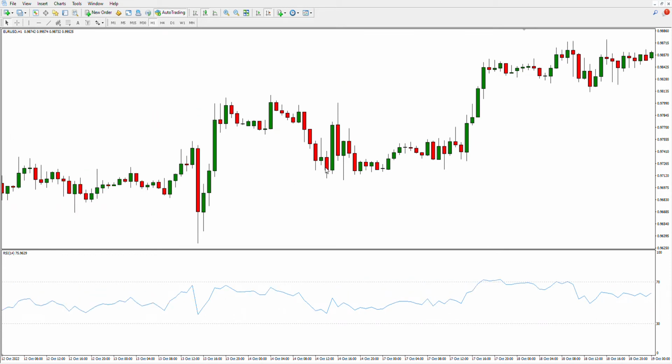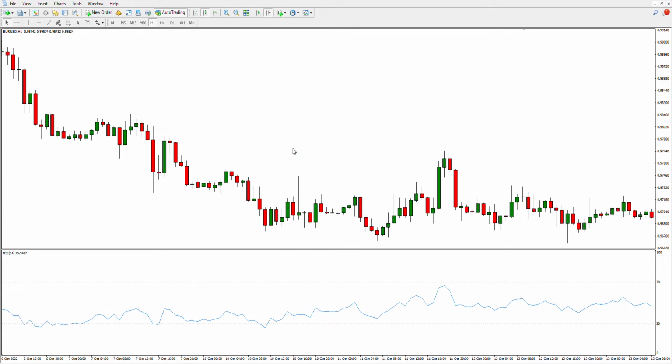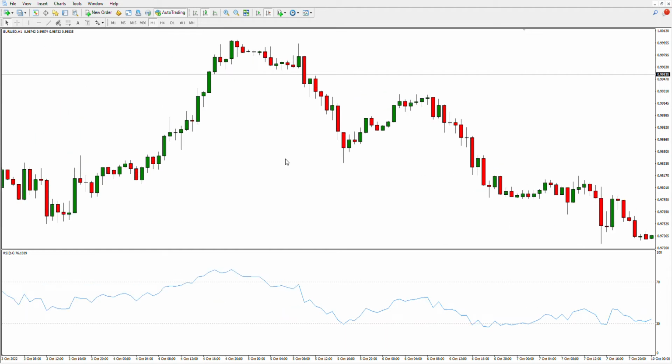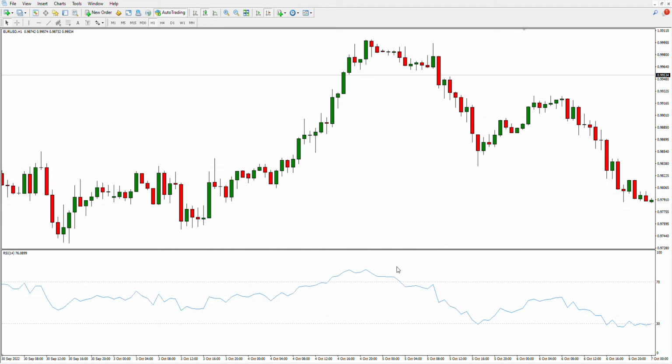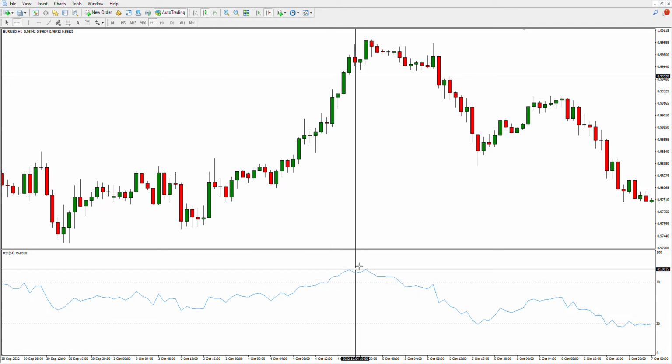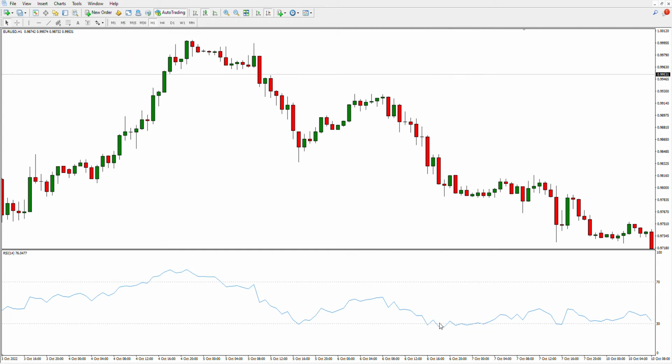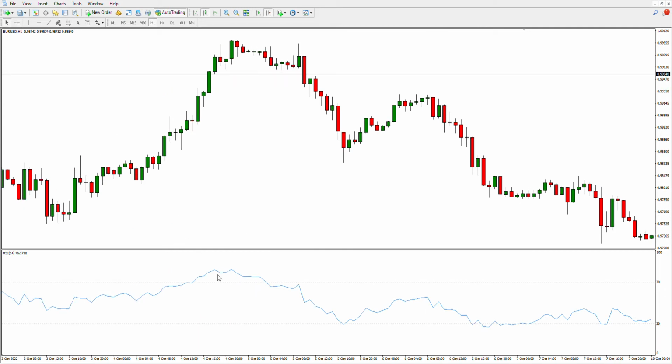I'm going to explain to you how it works and the different ways in which you can use it for your trading. Here I've got it attached to a Euro-Dollar 1 hour chart. The main way to use this indicator is to look for overbought or oversold market conditions. The way to determine if the RSI is overbought is because it will be above the 70 level, which is this line here.